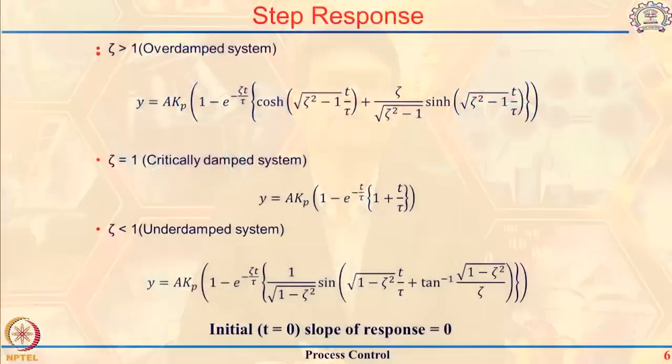Welcome back. So here is the summary of the expressions which we have derived for step response of a second order system, and depending on whether we are in the regime of overdamped response, critically damped response or underdamped response, we will get these types of responses. And you can see that the nature of these expressions is very similar. The first term, A K_P, gives you the ultimate value of the response. Then we have a constant 1, and then we have a decaying function e raised to minus zeta t over tau, and then lastly we have either a hyperbolic cosine and sine, or a linear function 1 plus t over tau, or a sinusoid of the form sine of root of 1 minus zeta squared t over tau plus phi.